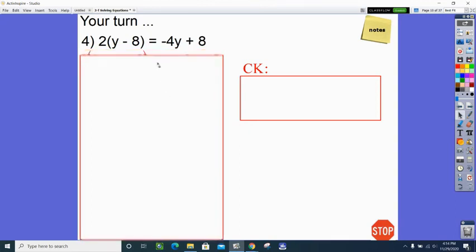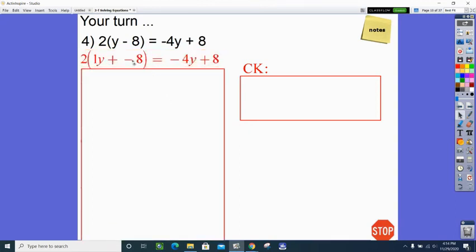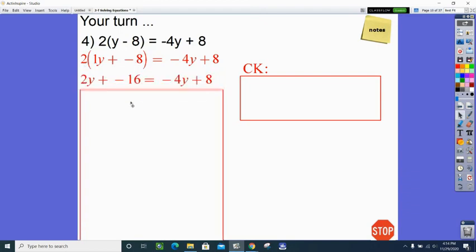Okay, we're going to do it one step at a time, guys. First thing I did do was I changed it, and I also put in the invisible 1 just to remind myself to tell you you can always do that. Okay, so we changed it. We changed the minus to plus a negative. Second thing, distributive property. 2 times 1y, write it down, plus 2 times negative 8, write it down. And that's what I have on the left, and that's what I have on the right.